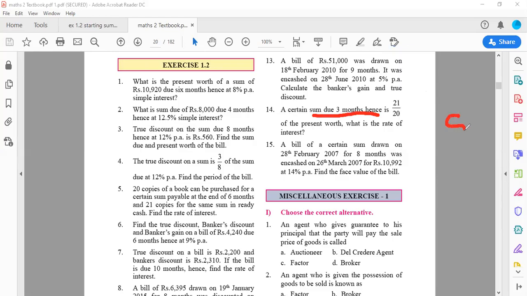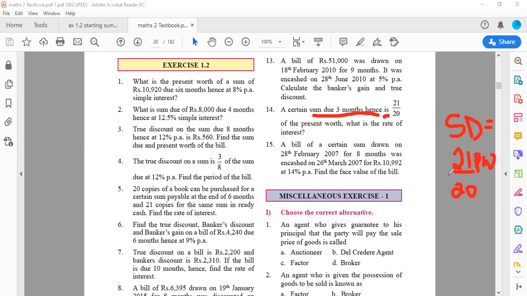So sum due means what you will write, SD. Is means equal to 21/20 of the present worth. So what can you write? SD is equal to 21/20 PW. So got it? How to start the sum?